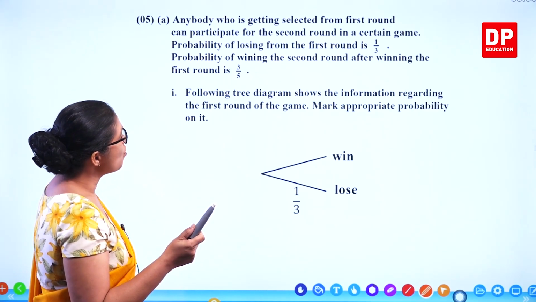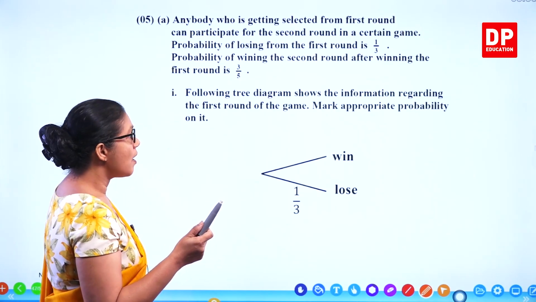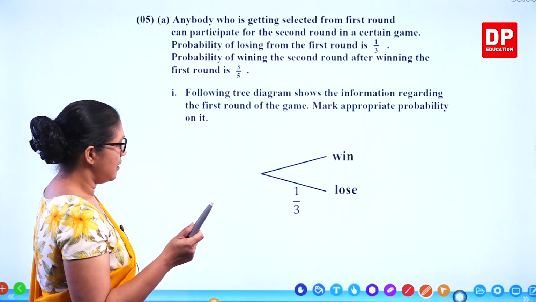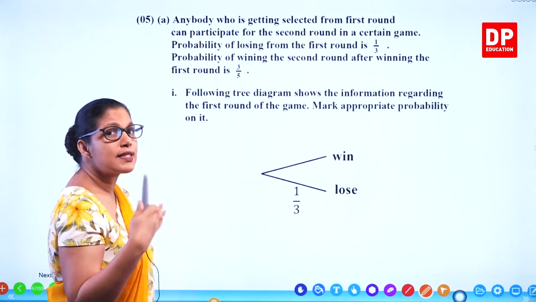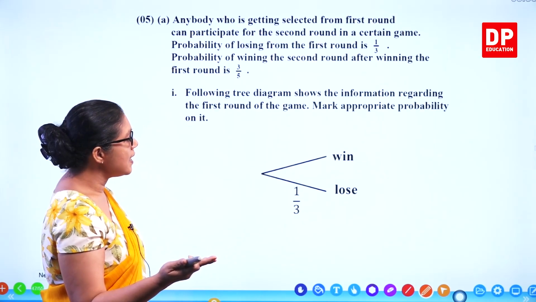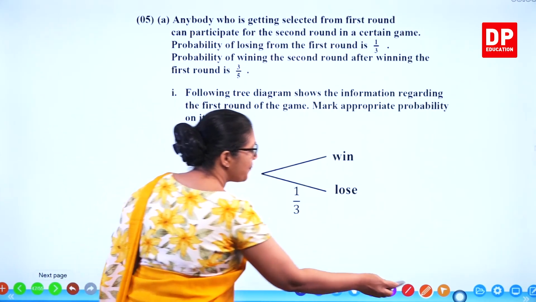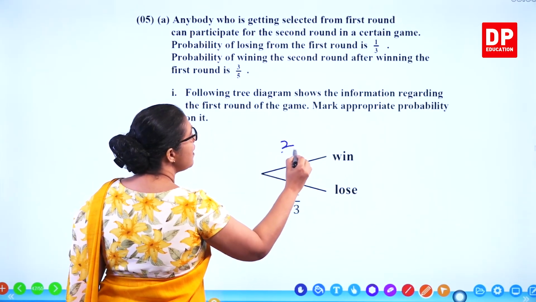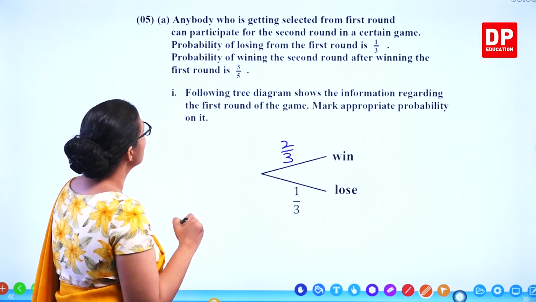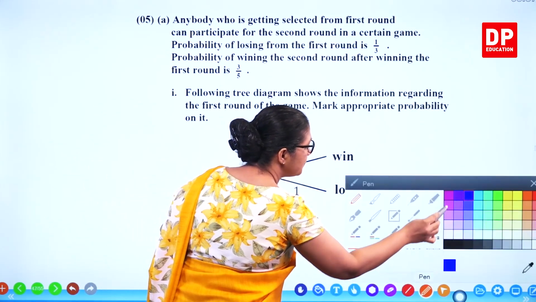Following tree diagram shows the information regarding the first round of the game. Mark appropriate probability on it. So if this is 1/3 losing probability, what's the winning probability? 1 minus 1/3. So what's the value? You get 2/3. So you can fill this value. So that's 2/3. Just you are getting 1 mark there.